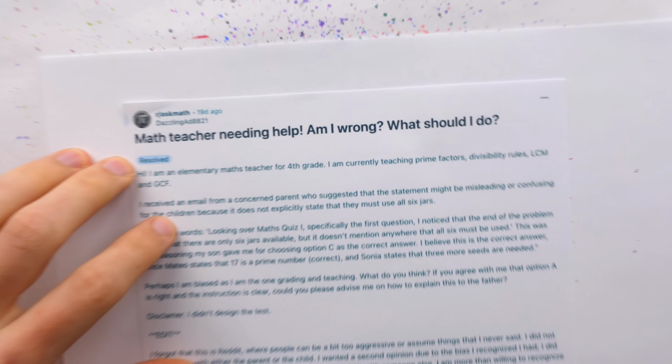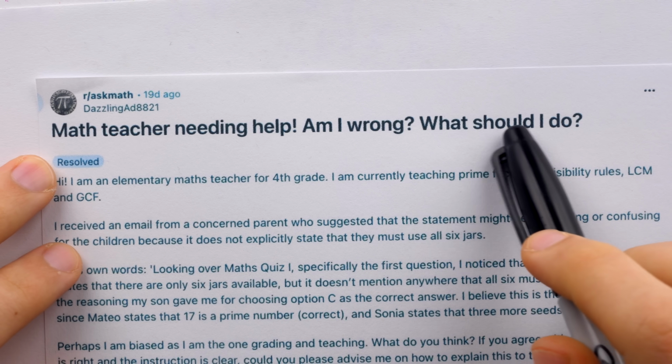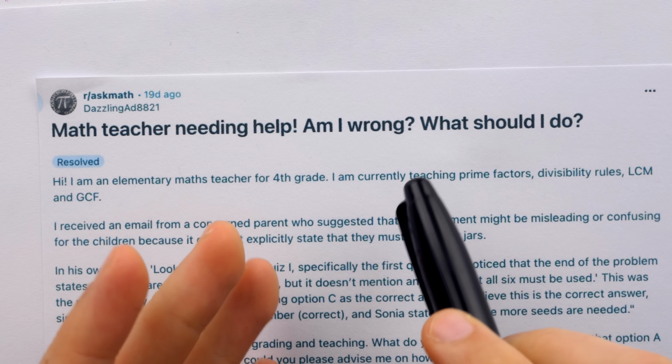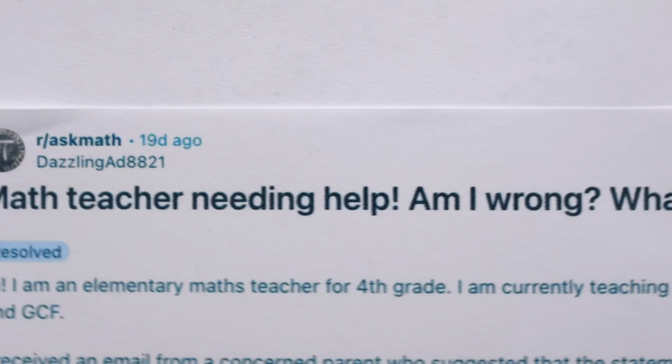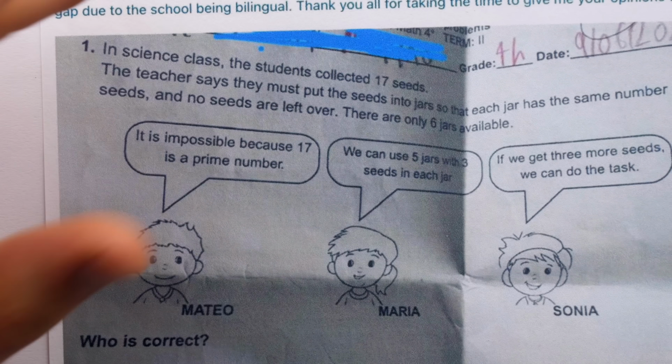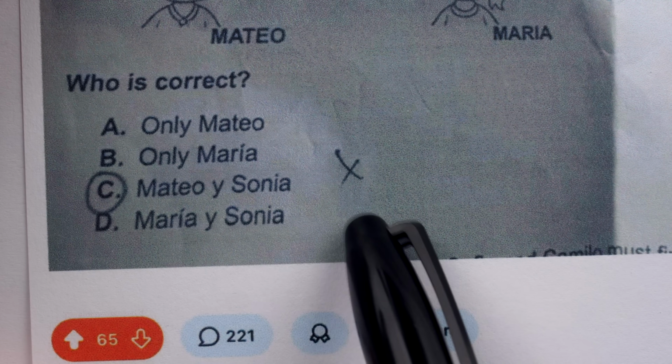Math teacher needing help. Am I wrong? What should I do? Well, the world is in luck because 4th grade math quiz man here, and we're gonna crack the case. OP, the teacher, marked a 4th grade student's answer wrong on this math quiz.